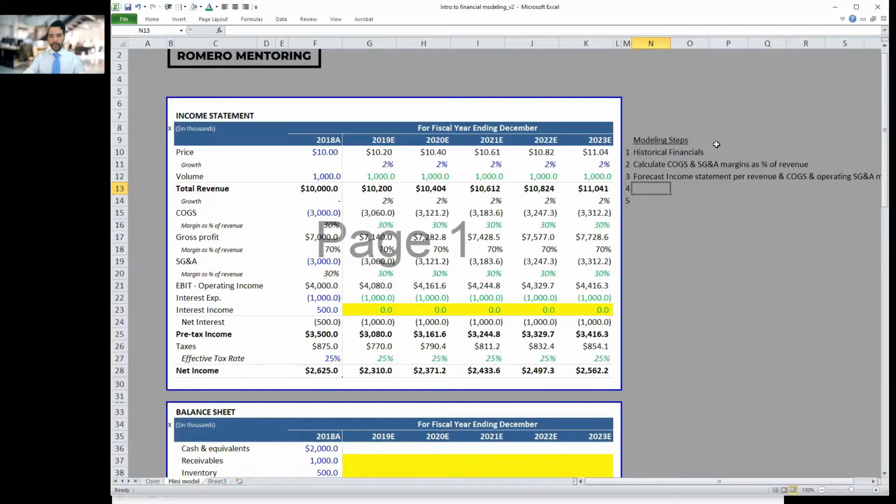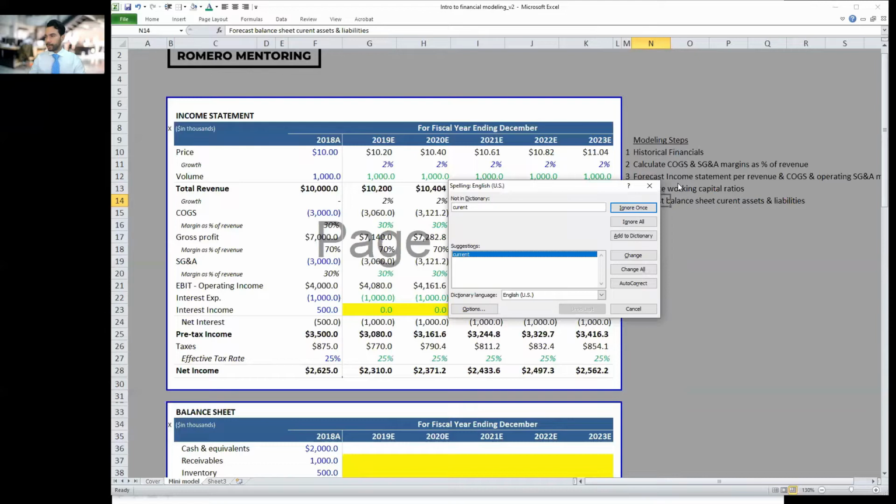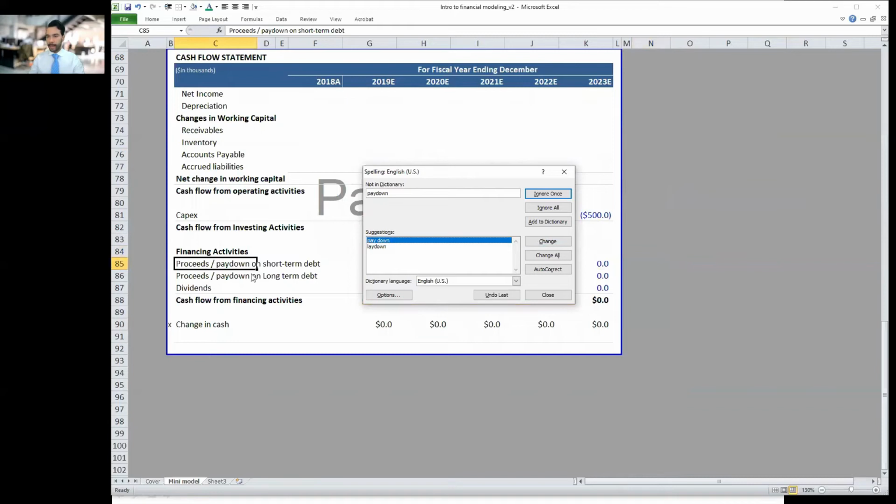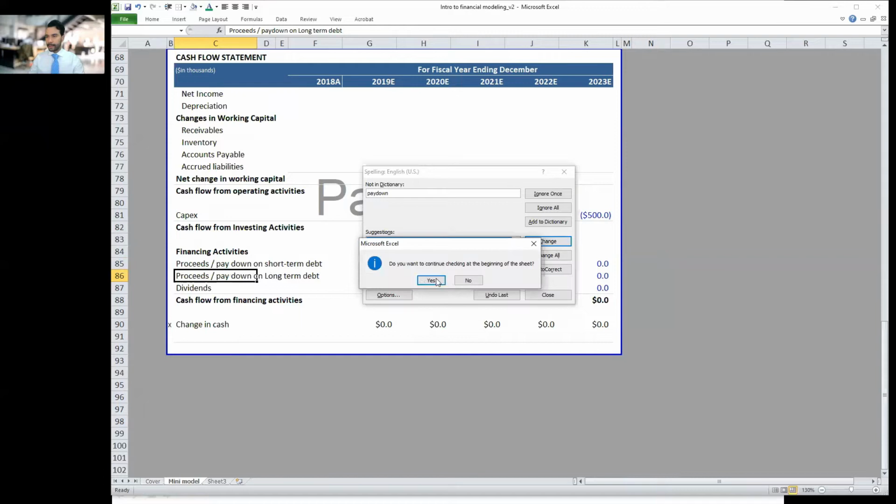So the next step was to calculate our working capital ratio. So I'm just going to write that here. Calculate working capital ratios and forecast our balance sheet, current assets and liabilities. Let's press F7 to make sure there's no misspelled words. Yes, there is. I have one, so let's change that. Pay down, we can actually have a space next to it. Yep, spacing, everything else fine.